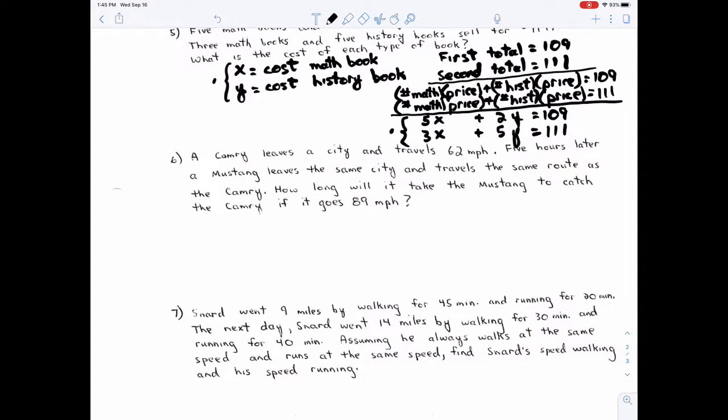What do we want? How long will it take the Mustang to catch the Camry if it goes 89 miles per hour? Okay, what are we looking for here? We're looking for the time, not just time, because the Mustang and the Camry have different times. Okay, and we're looking, how long will it take the Mustang? So it's the time of, or for, the Mustang.